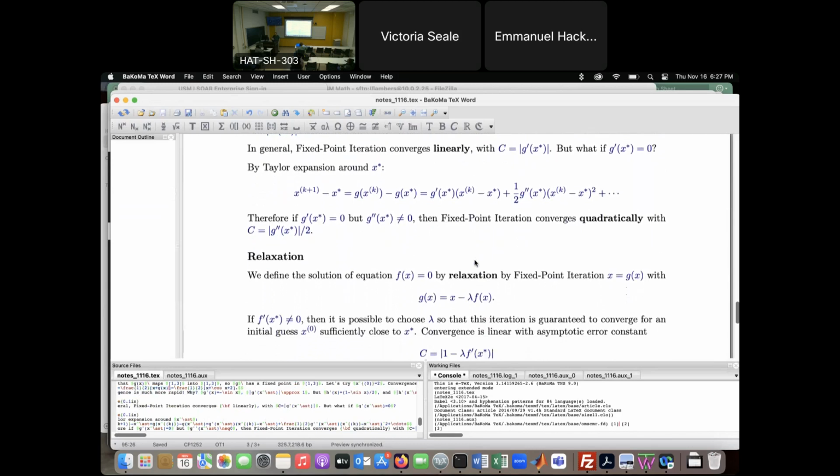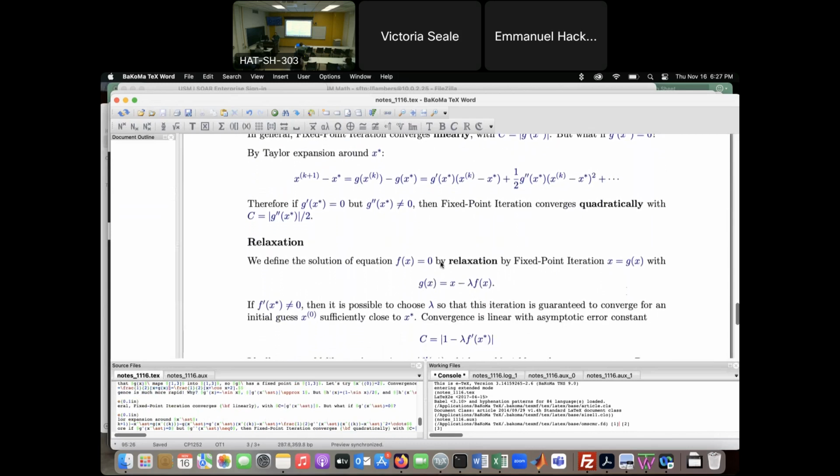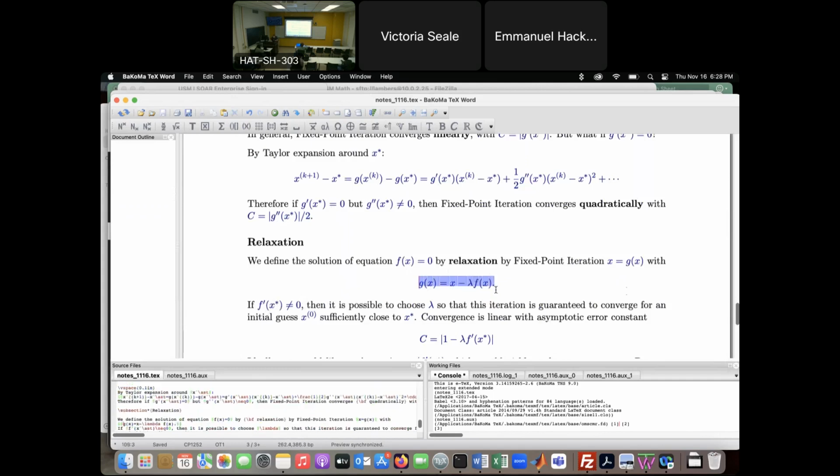Alright, now. So we'll look into, more systematically, some ideas to try to accelerate convergence. So you're trying to solve f(x) equals 0. So you define your g of x to be x minus lambda f(x), where lambda is some constant. Now, if f prime at the root is non-zero, then it's actually possible to choose lambda so that this fixed point iteration with this g is guaranteed to converge.